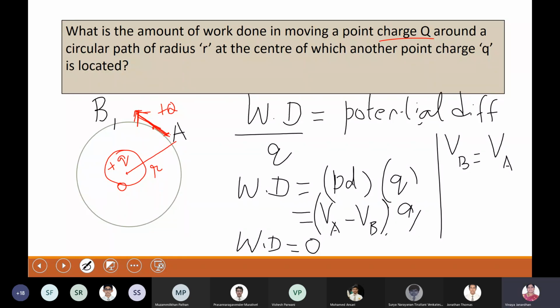So this is how your reasoning based question would appear, boys. You have to write the formula, work done in moving a charge. Why is it an equipotential surface? Because all the points A, B, any point on the circular path are going to be equidistant from the center of the charge. Yes or no?